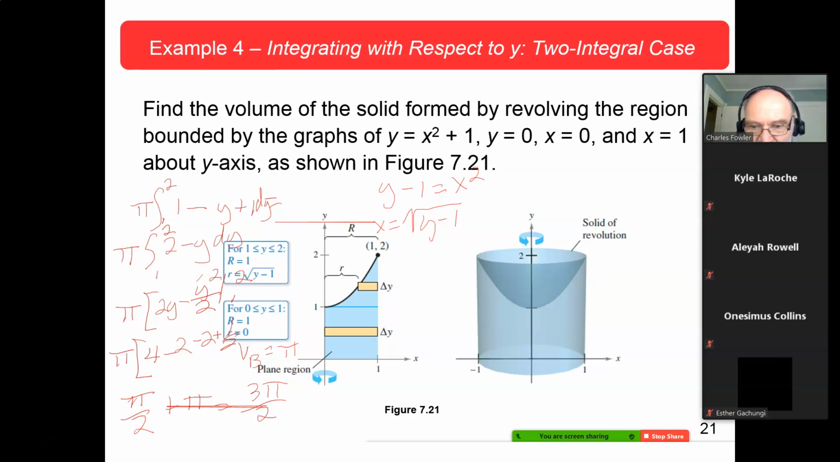And that is what they got in the book, 3/2 pi. Okay? So that's how we did it. Let's watch how they did it.